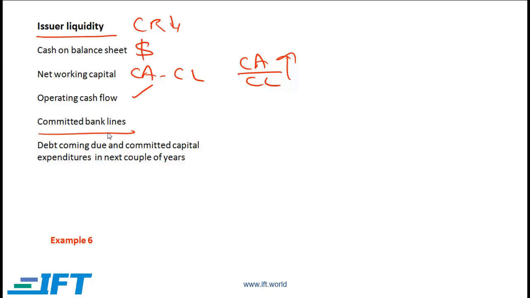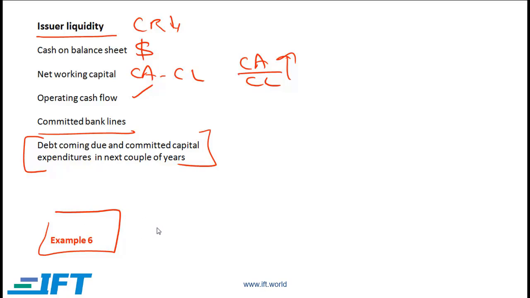We need to evaluate committed bank lines. So in case there is trouble, we want to be comfortable that this issuer can borrow money from a bank on short notice. And we also need to study debt coming due and committed capital expenditures in the next couple of years. So this will give a sense for the obligations that are coming due because they might impact the liquidity situation.